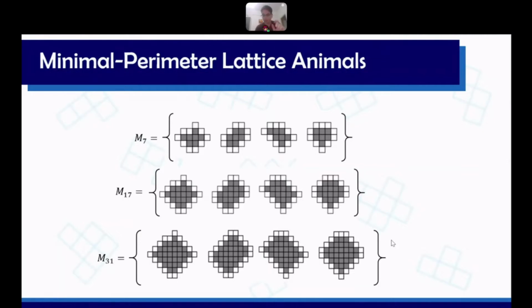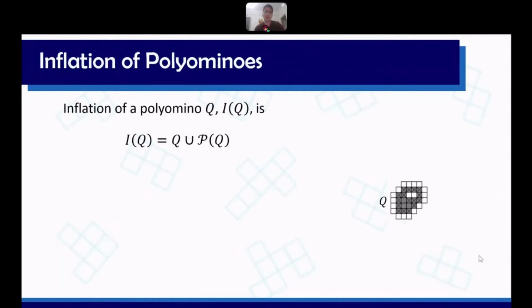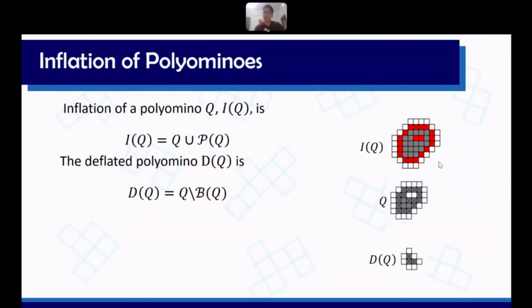So I'll start with 2 definitions to formalize this phenomenon. If we have a polyomino Q, the inflated version of this polyomino is the polyomino and the perimeter combined. So this is the inflated version. We added the red cells. And if we have an inflated version, we'll also have a deflated version. The deflated version is just the polyomino with the border cells removed from it. And these are the 2 definitions that I needed.